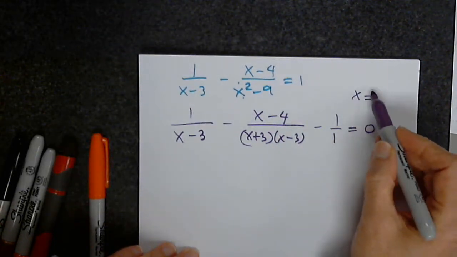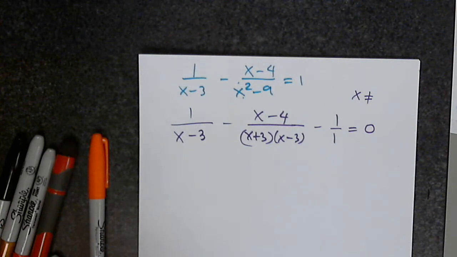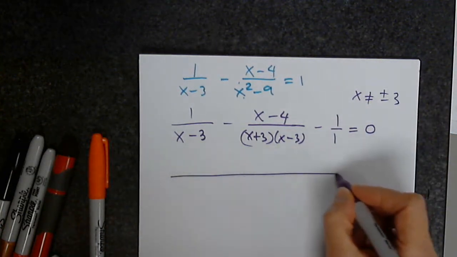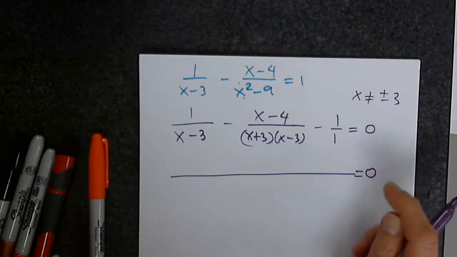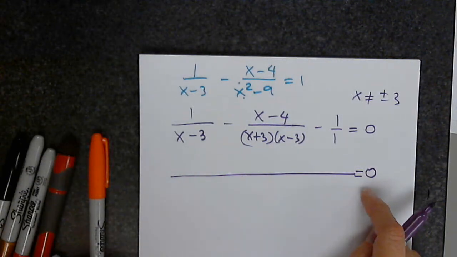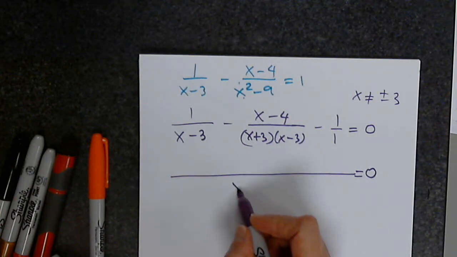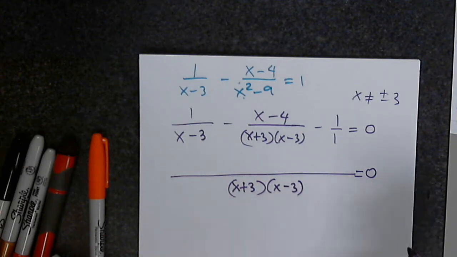Two restrictions. Which restrictions would you write? Excellent. Now remember, if you forget this, you are changing into an expression, you will not solve an equation. So the LCD is? X minus 3, x plus 3. Very good. In any order, that's fine.